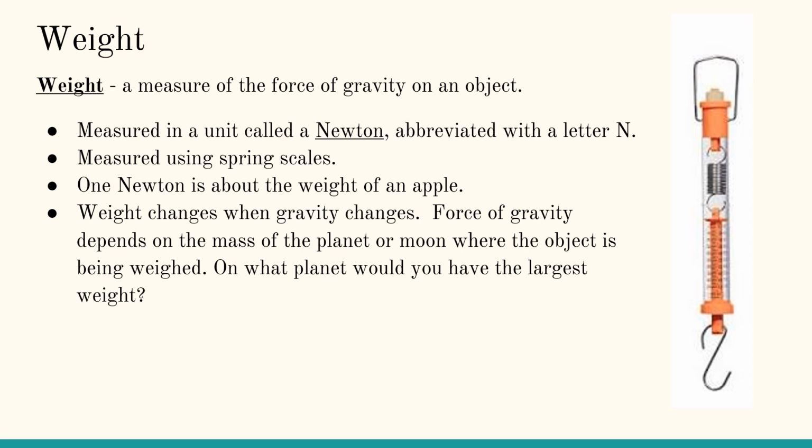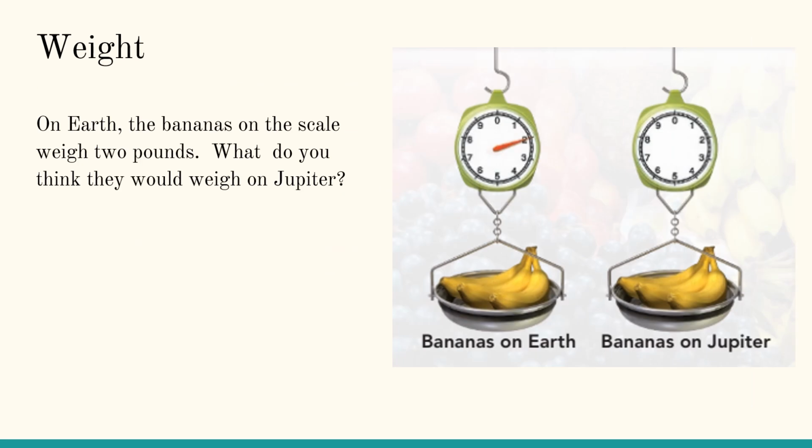Weight changes when gravity changes. The force of gravity depends on the mass of the planet or moon where the object is being weighed. On what planet would you have the largest weight? The answer would be Jupiter. On Earth, the bananas on the scale weigh 2 pounds. What do you think they would weigh on Jupiter? This is a portion in your workbook, and you are supposed to mark where the weight is, and you would do so here. They would weigh a little bit less than 5 pounds.